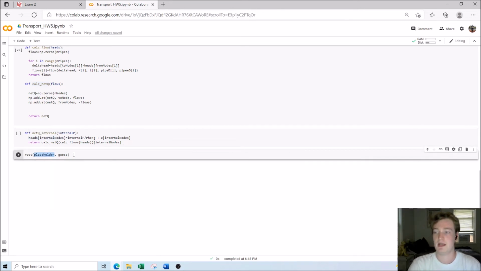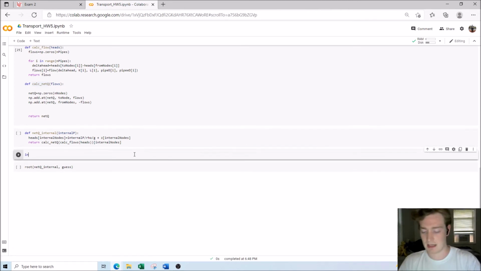All right. So now we have our function that we're going to put in the root solver. So let's put this in, net Q internal, just like that. We need to make some guesses for the internal pressures, right? So how are we going to do that? Let's make an internal P guess. What is our internal P guess?